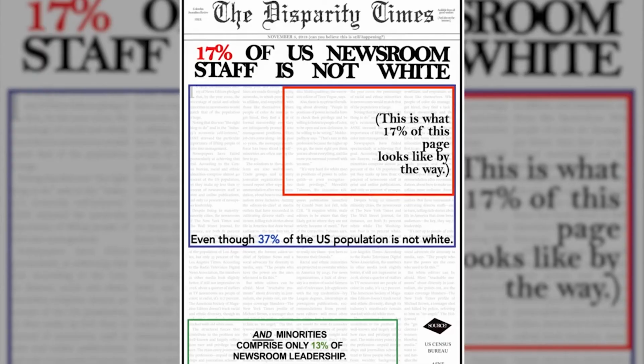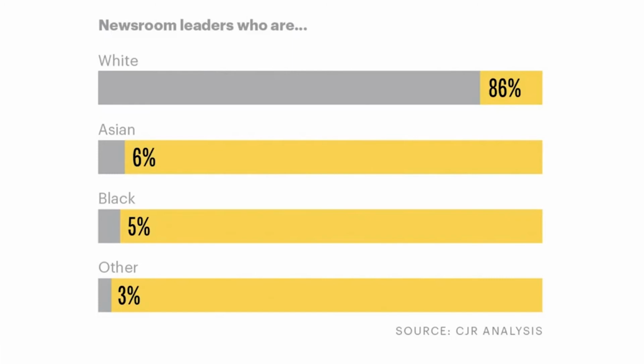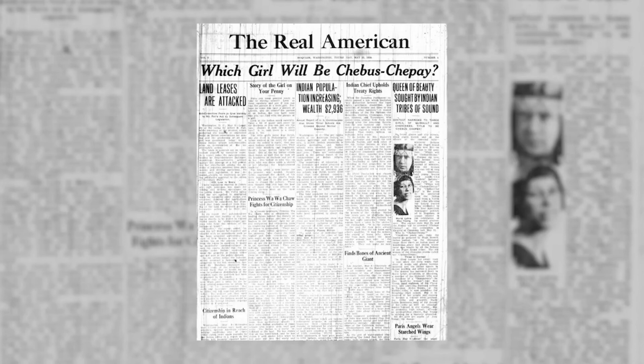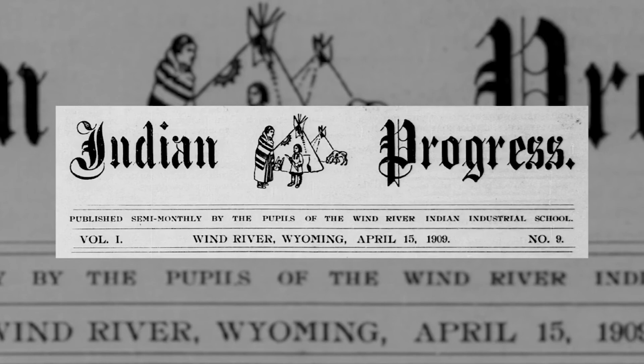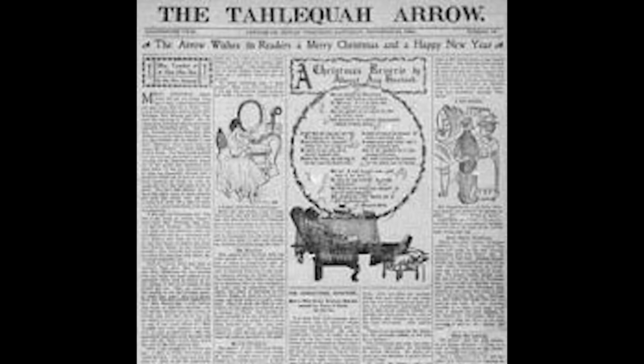Today, only 17% of staff in the newsroom are not white. This does not align with the current population being made up of 37% minorities in the United States. To compound this, less than 3% of leadership in newsrooms is Native American. Native American newspapers allow for Native voice to be heard. The unique and vital perspective of Native Americans is shown throughout tribal papers.